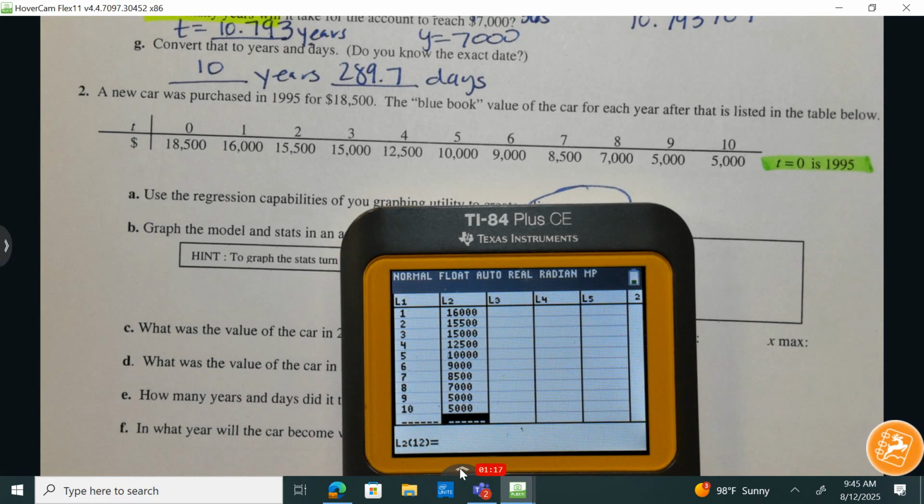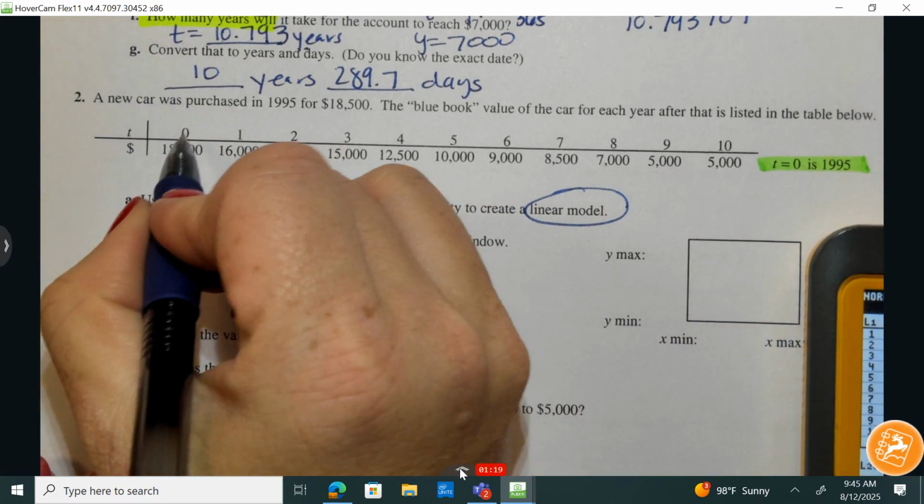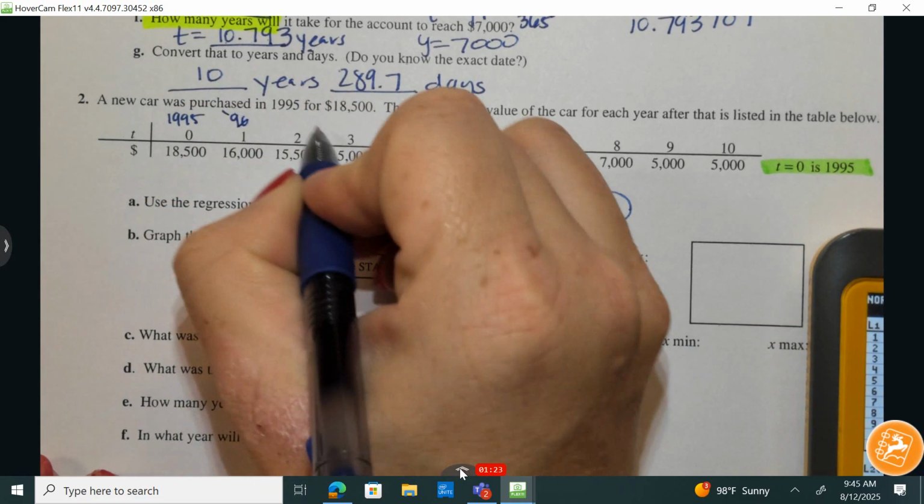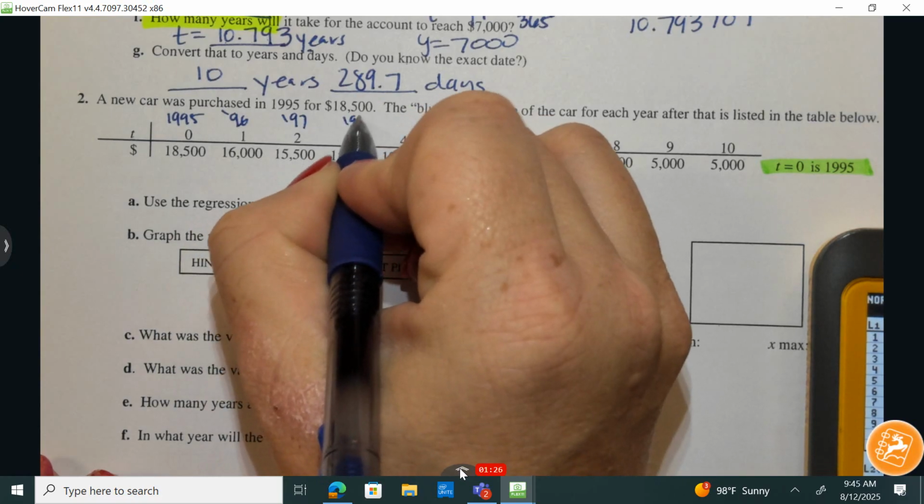So if you've forgotten how to do this from Algebra 3-4, that means the initial year is 1995. Every year past that, this would be, for instance, 96, 97. I'm not going to keep going. You get the idea.